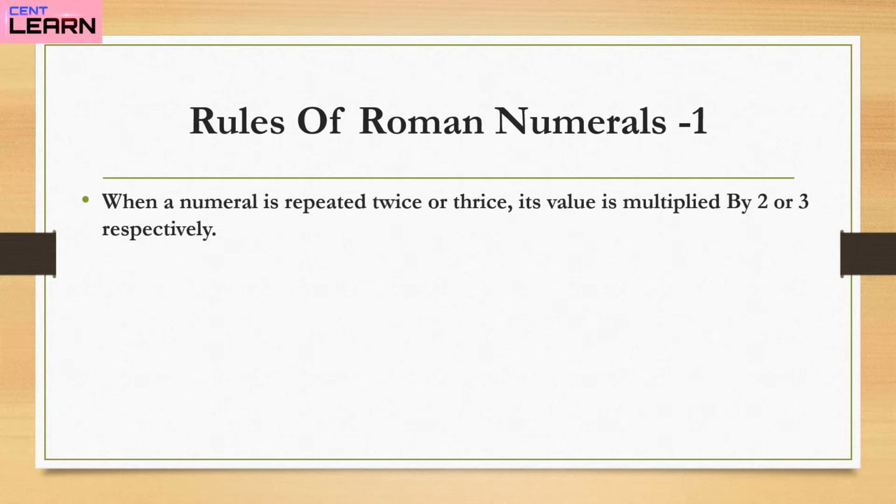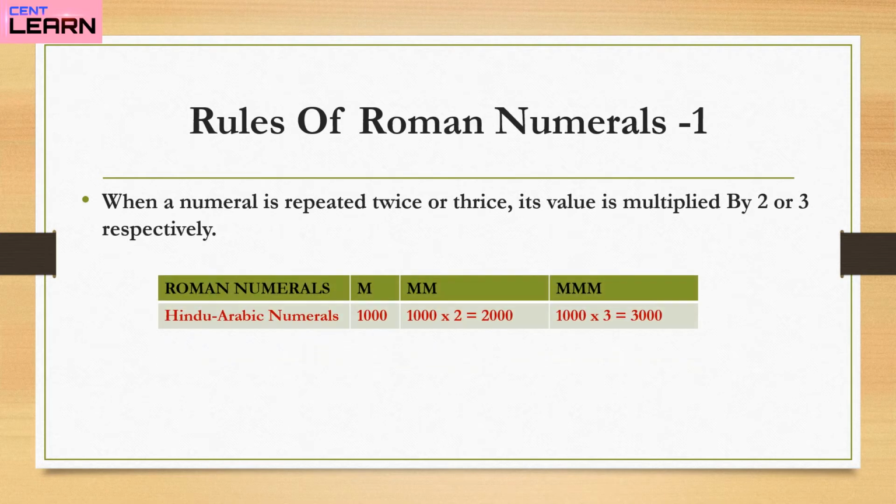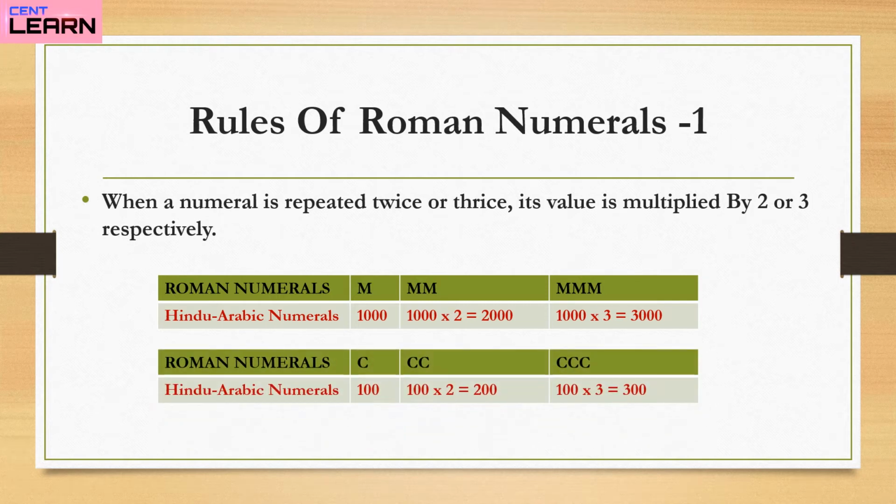When a numeral is repeated twice or thrice, the value of the Roman numeral is multiplied by 2 or 3 respectively. For example, M indicates 1000. So if I write MM, it will be 1000 multiplied by 2 is equal to 2000. And MMM will be 1000 multiplied by 3 is equal to 3000. Similarly, C is equal to 100, CC is equal to 200, CCC is equal to 300.